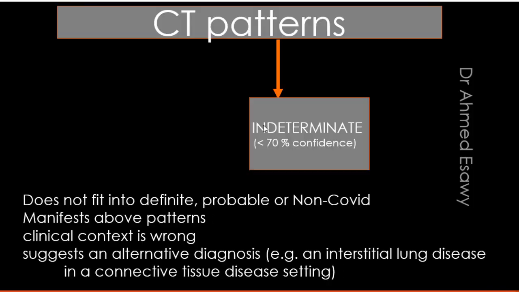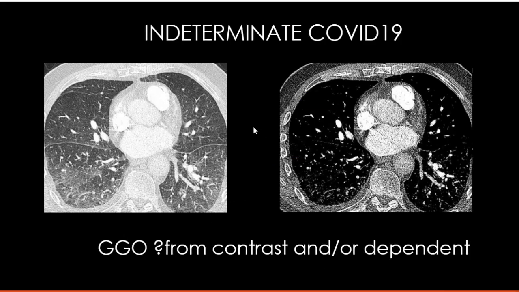This is indeterminate COVID-19. Ground glass must be differentiated from tissue contrast in CT and dependent changes. We change the position of the patient from supine to prone, and if we find resolution, this is a positional effect, not ground glass opacity.